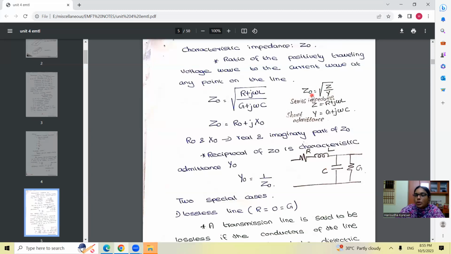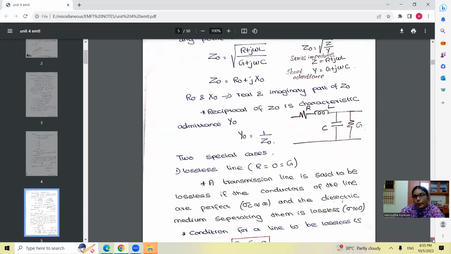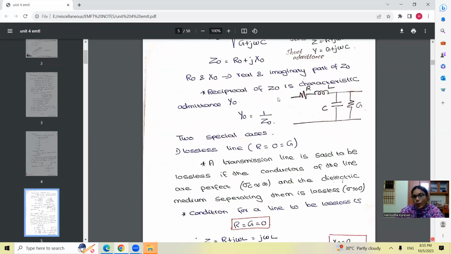We know that Z0, the characteristic impedance, is equal to square root of Z by Y. In the place of Z, I have replaced R plus J omega L, and in the place of Y, I have replaced G plus J omega C. So I can write the characteristic impedance as a real part and an imaginary part, that is R0 plus JX0. The reciprocal of the impedance is called the admittance. Therefore, Y is equal to 1 by Z, that is Y0 is equal to 1 by Z0.